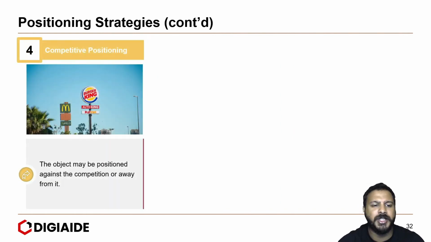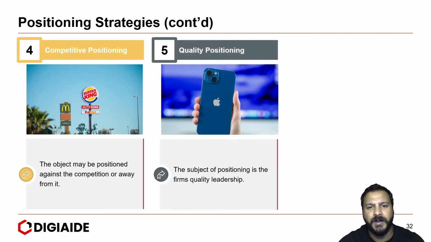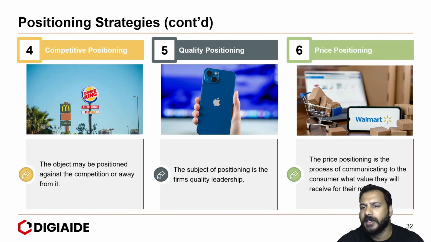Next is your competitive positioning. The object may be positioned against the competition or away from it. Burger King targeting McDonald's. Next, quality positioning. The subject of positioning is a firm's quality leadership, as done by Apple and its quality. Next, price positioning. Price positioning is a process of communicating to the consumer what value they will receive for their money. Walmart's everyday low pricing.